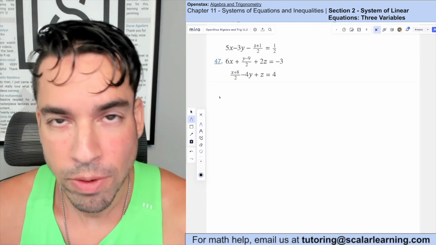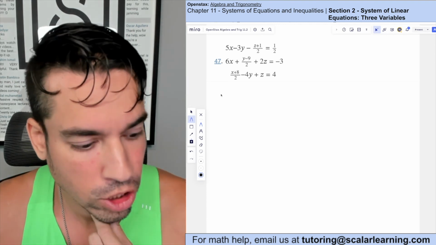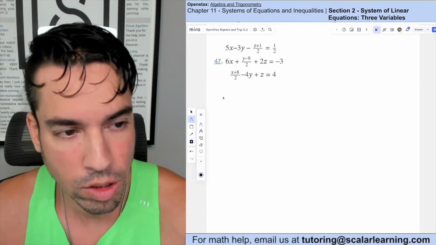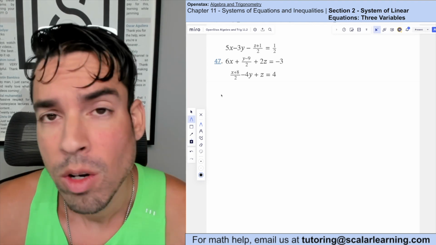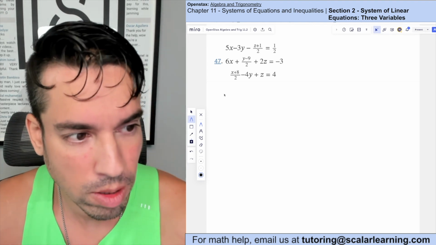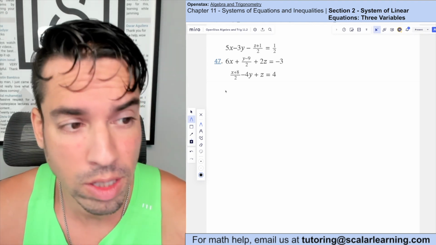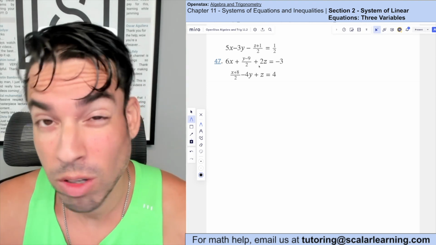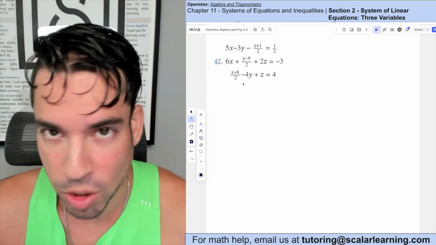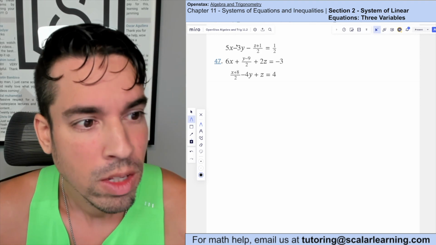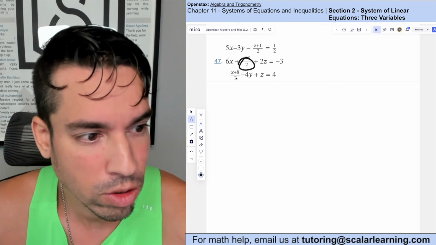Done. So for 47 in the extension section, it doesn't say exactly how to solve these. So I guess we can use Gaussian elimination. We could use just regular elimination and our typical systems of equations like we did earlier. I'm going to go back to the systems. We've done a bunch of Gaussian exercises. So let's do that. And the first thing I'm going to do is, again, I want to clear these fractions.